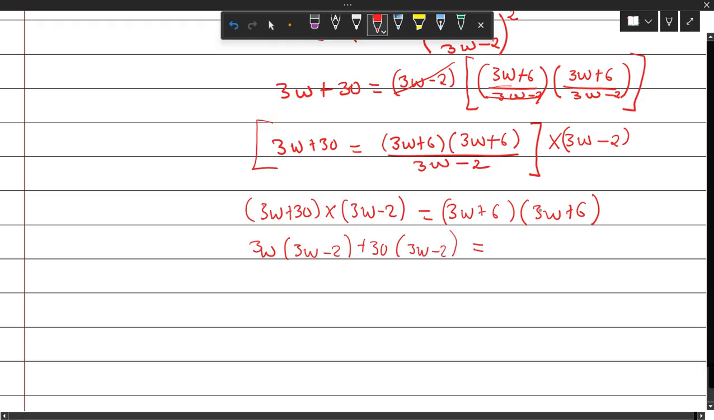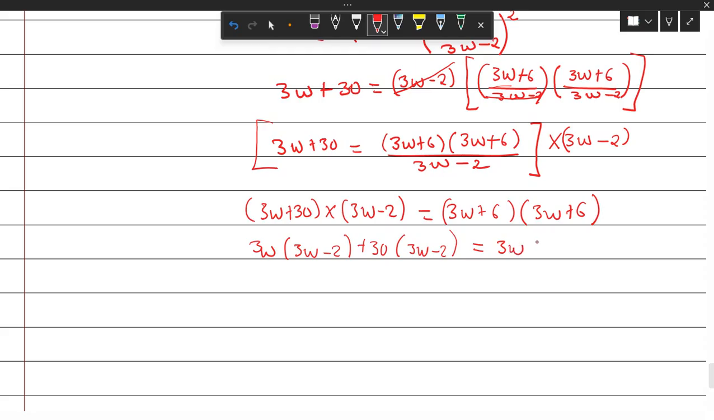So it's 3w multiplied by everything in the brackets plus 6 multiplied by everything in the bracket. So you say 3w, open bracket, 3w plus 6, plus 6 times (3w plus 6). Okay, so let's simplify.